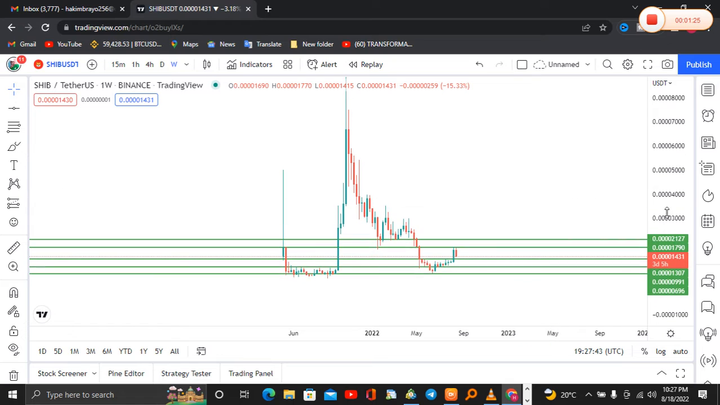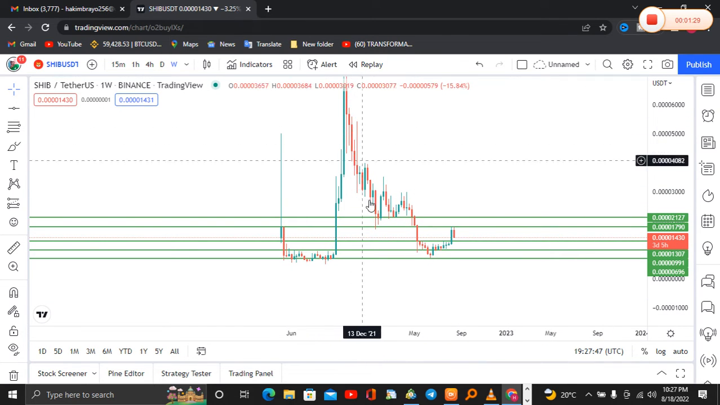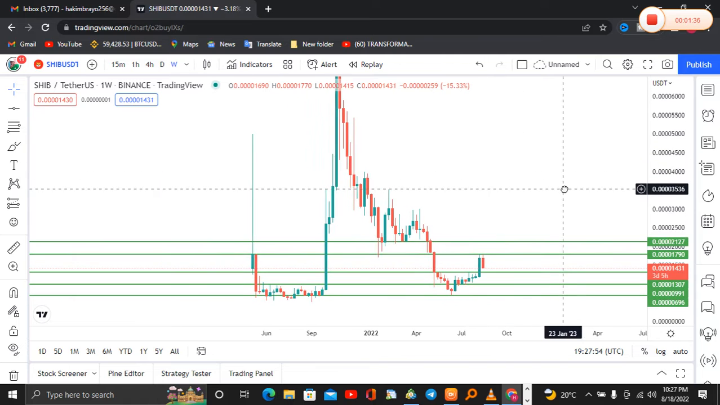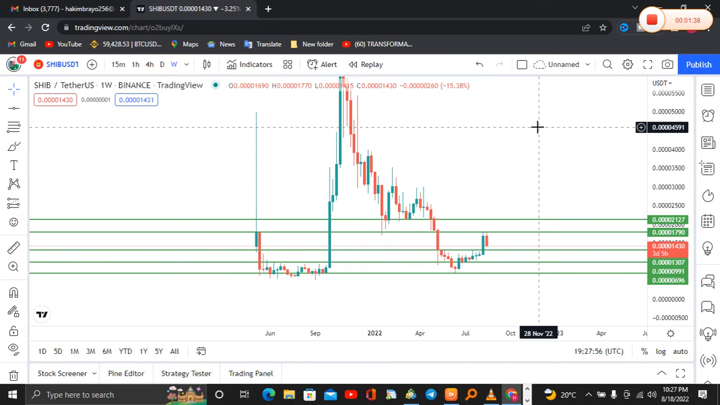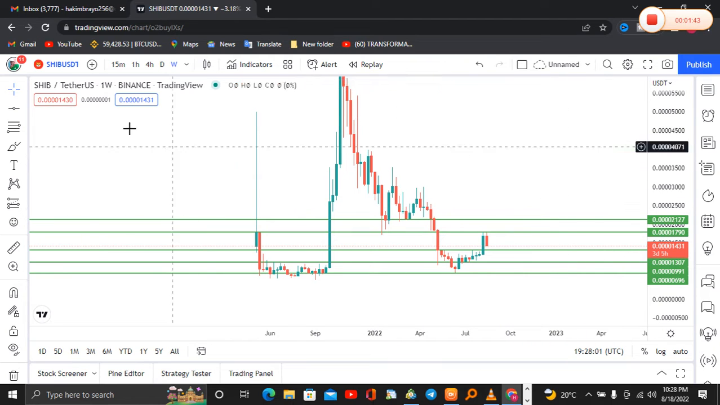is in a downtrend. If you can clearly see, we have just lower lows, lower highs, lower lows, lower highs, lower lows, and lower highs. Now what does this mean? Remember, most of the currencies I have been analyzing, you can clearly see that we are in a big downtrend.